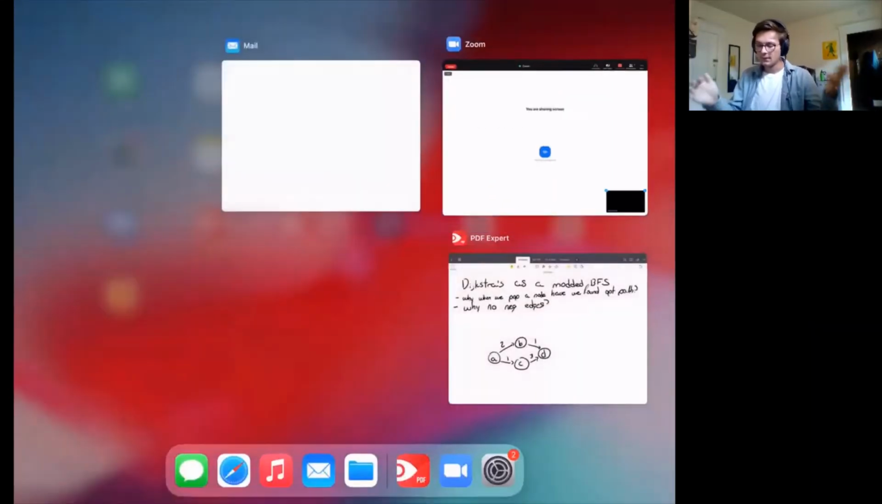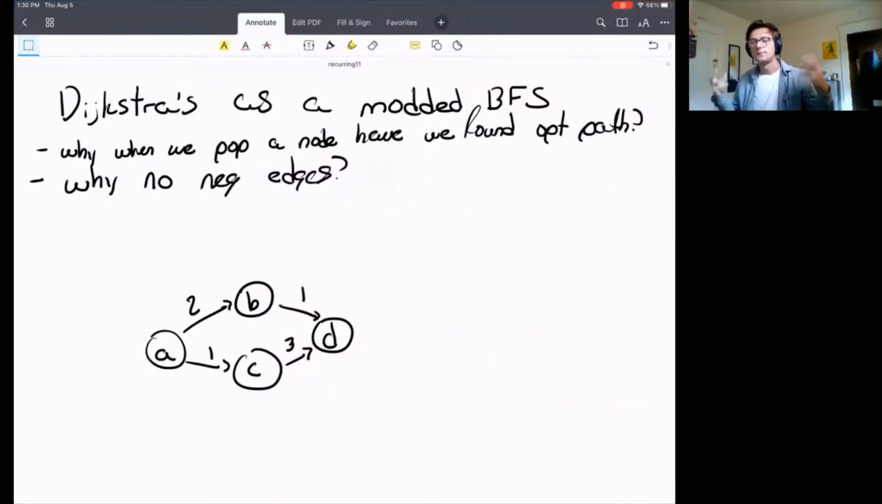So we're going to do this, basically, by looking at Dijkstras as a modified form of BFS, because that's fundamentally what it is, basically. And if we look at it this way, I think it becomes pretty intuitive to address these two questions of why is it the case that when we pop a node, we have found the optimal path, and why can we not have negative edges in general in Dijkstras? Okay, so before we do that, let's review a little bit of how BFS actually works.